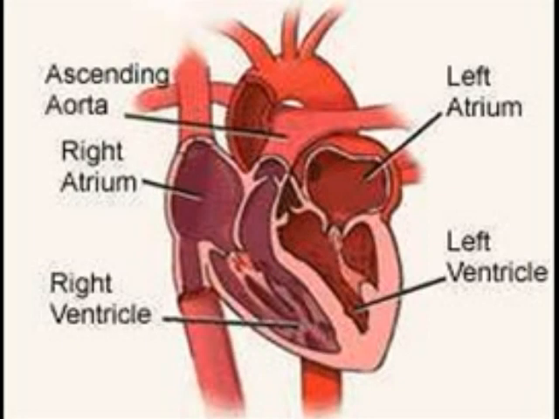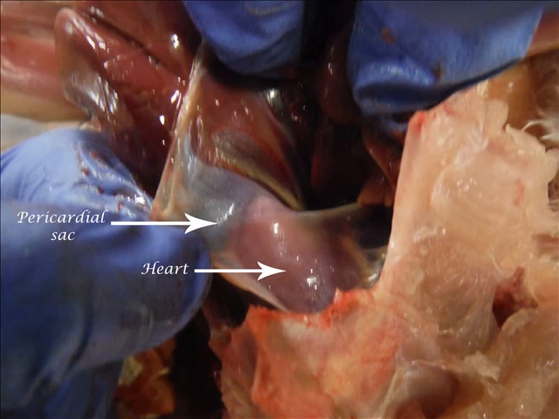The circulatory system. The heart in a bird is very efficient, and a chicken's heart beats about 200 to 300 beats per minute. The entire heart is enclosed in a pericardial sac, which is a very thin membrane that holds the fluid within the heart.